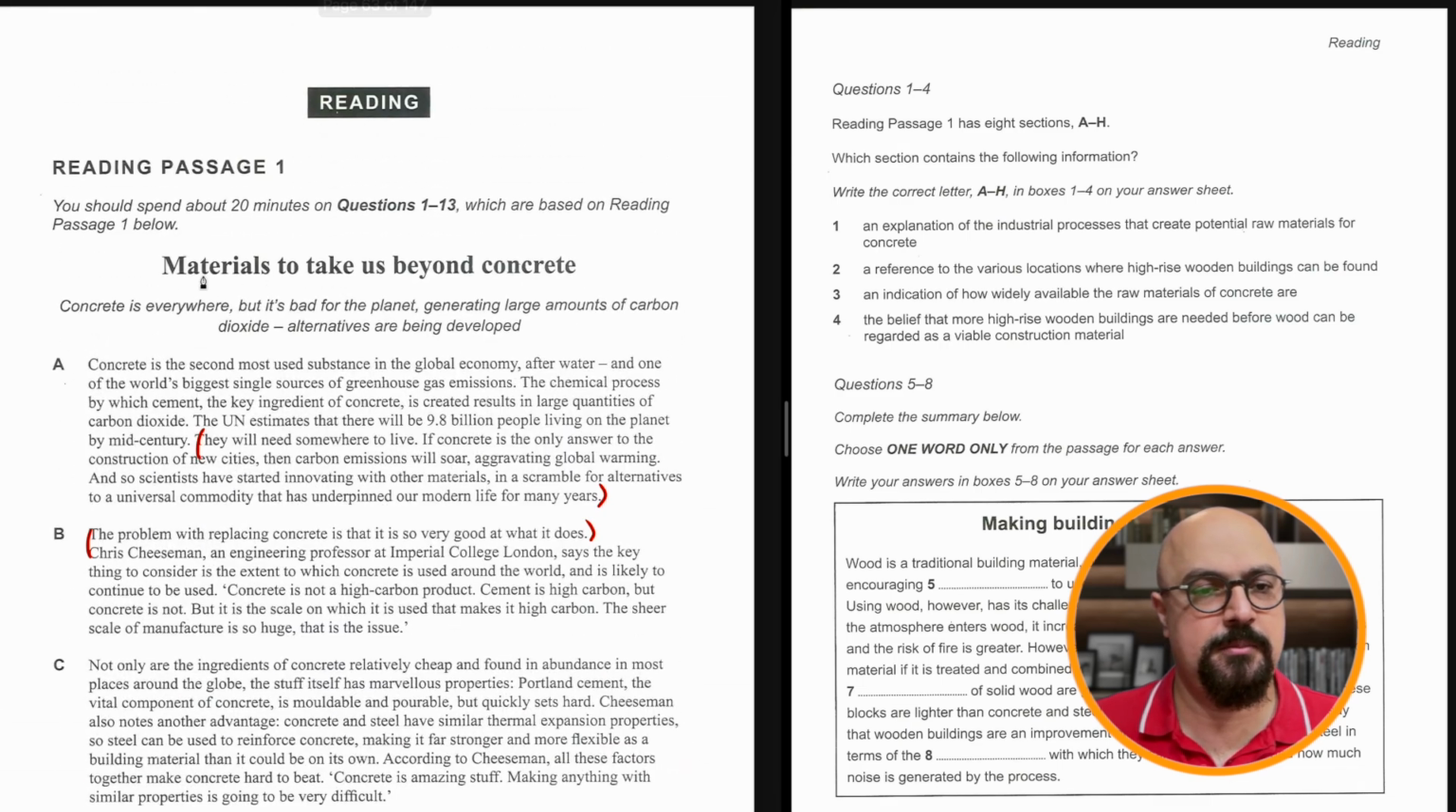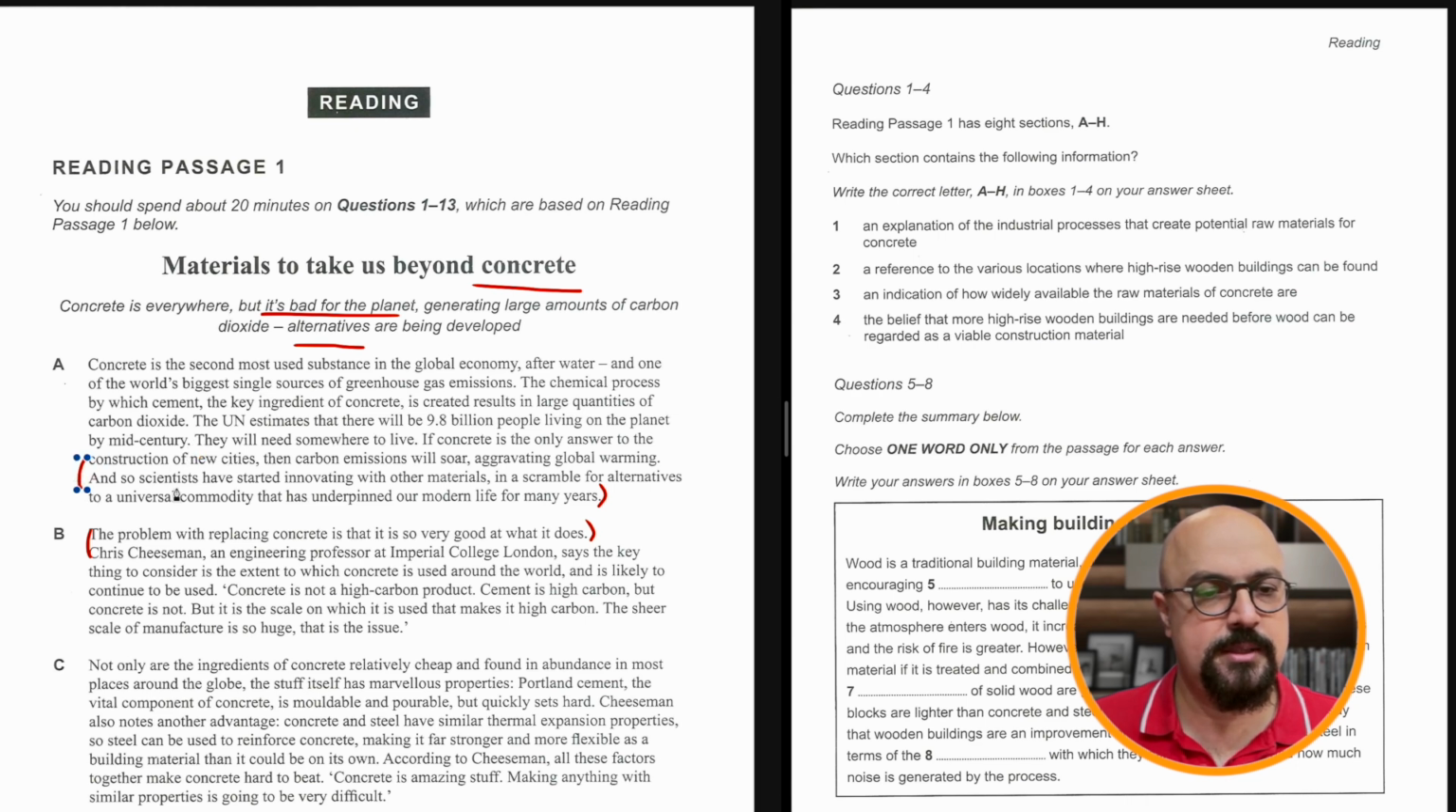Now, Materials to Take Us Beyond Concrete. Concrete is everywhere, but it's bad for the planet. Okay, bad for the planet. It's about concrete generating large amounts of carbon dioxide. Alternatives are being developed. So it's about alternatives to concrete. Fantastic. So, okay, is it the last sentence really? Oh no, I think it's here.